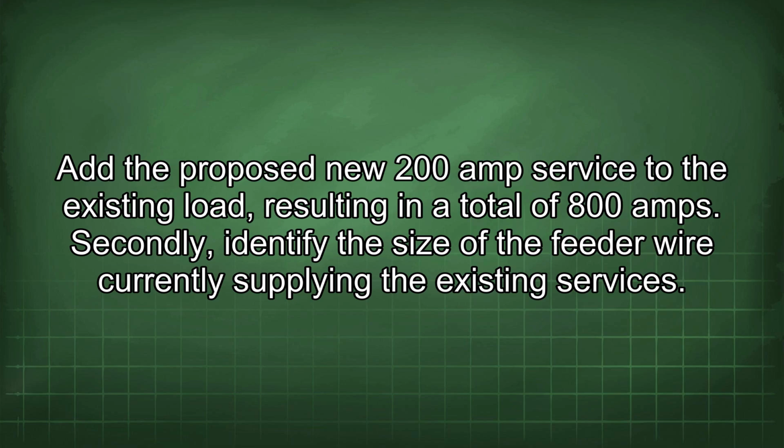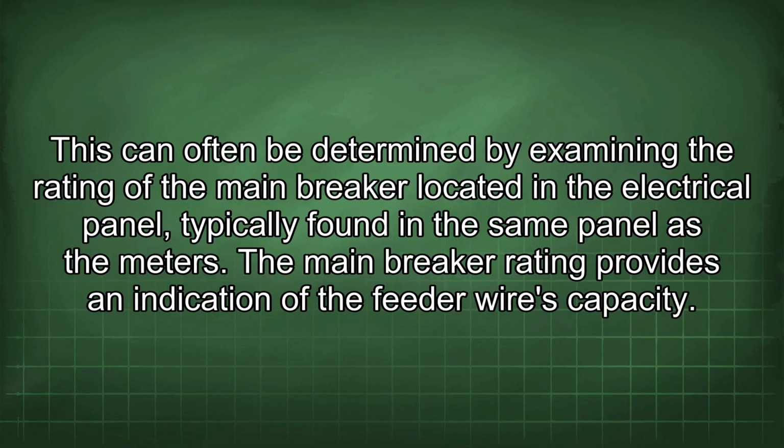Secondly, identify the size of the feeder wire currently supplying the existing services. This can often be determined by examining the rating of the main breaker located in the electrical panel, typically found in the same panel as the meters. The main breaker rating provides an indication of the feeder wire's capacity.